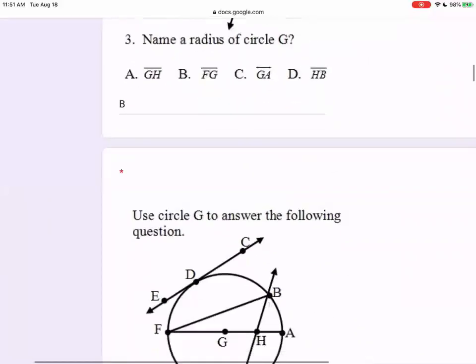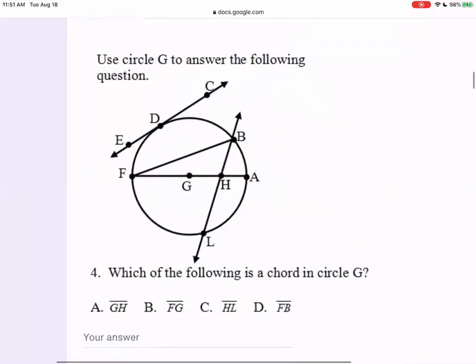All right, let's go to this one. Use circle G to answer the following question. Which of the following is a chord in circle G? So remember, a chord starts on the outside and ends on the outside also. Does not touch the center. What do you guys think? Which one is it?